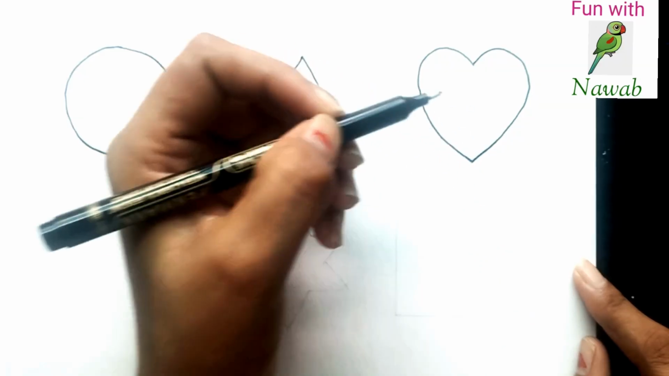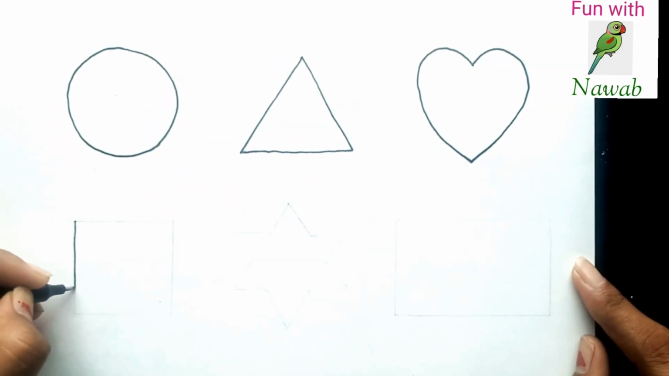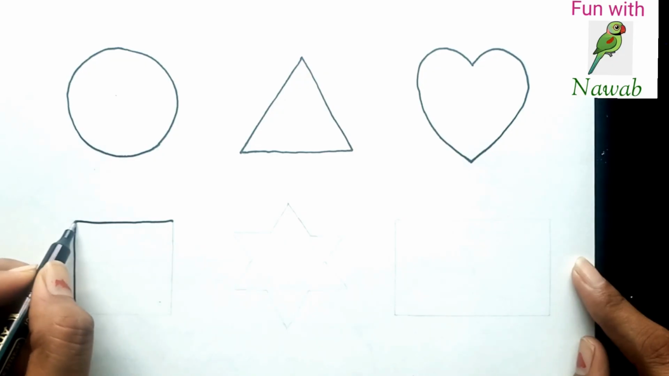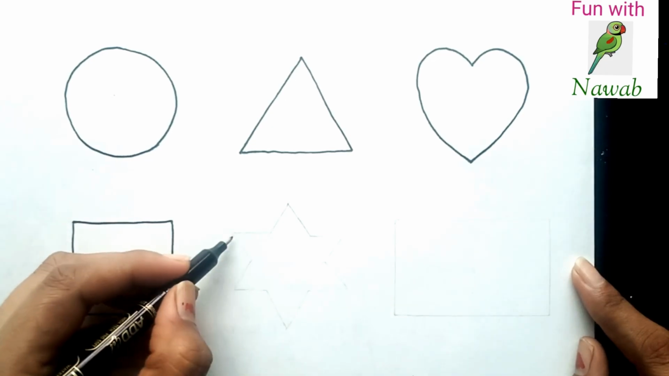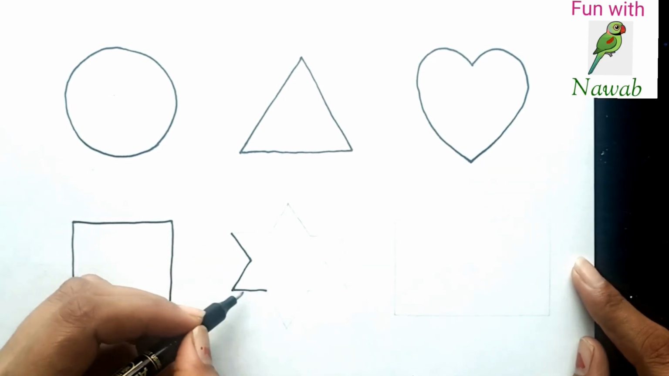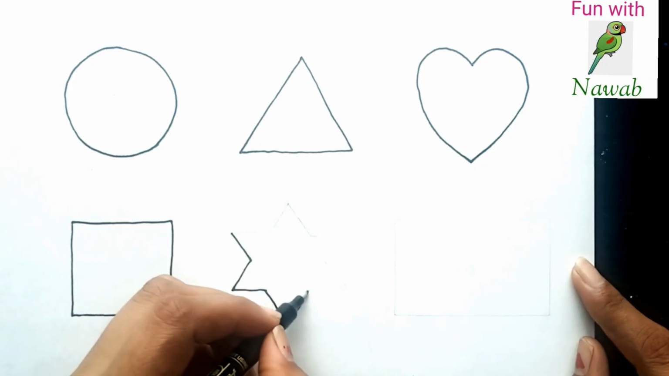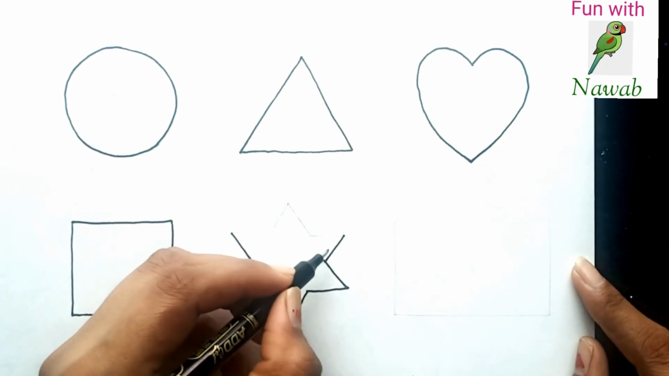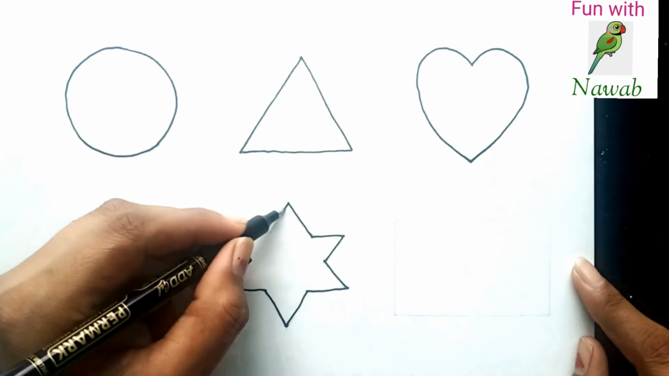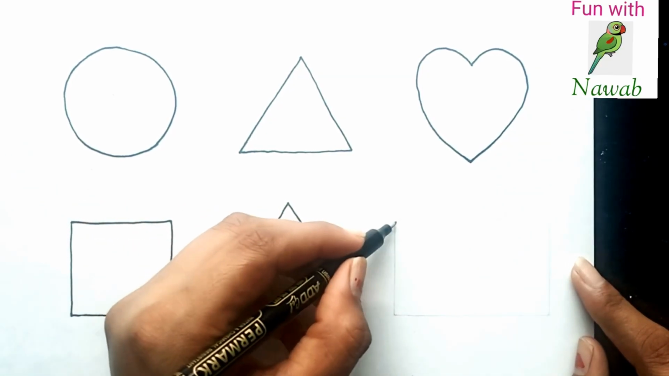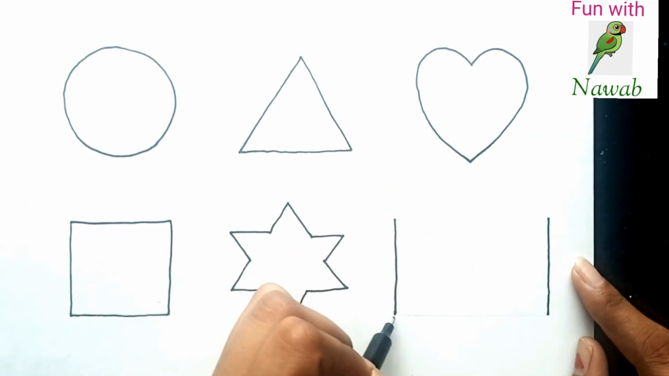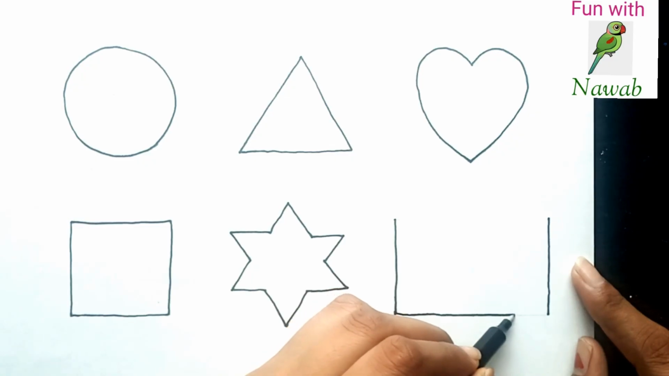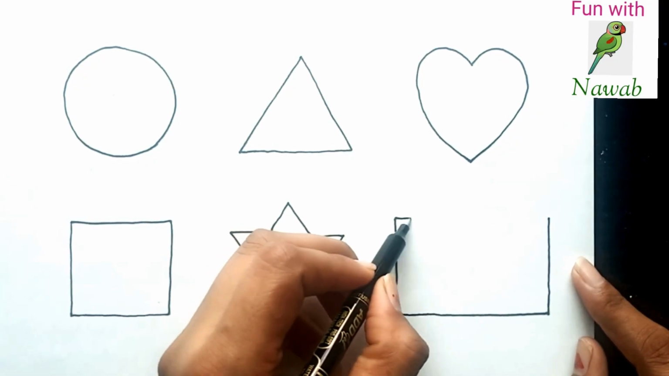This is a heart. This is a square. Let's draw a square with me. Now this is a star. This is a star shape. Next is rectangle. This is a rectangle. Let's draw these shapes with me. Rectangle.